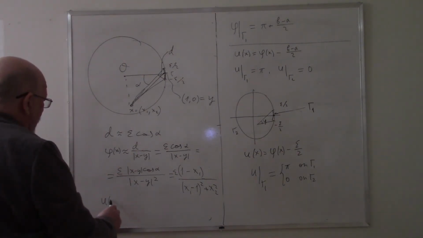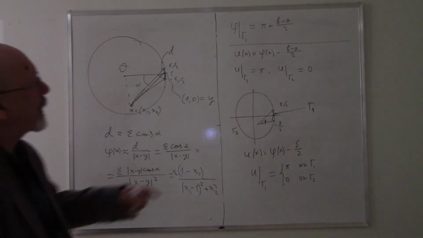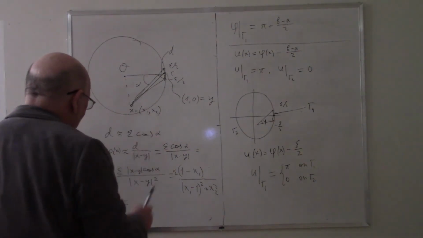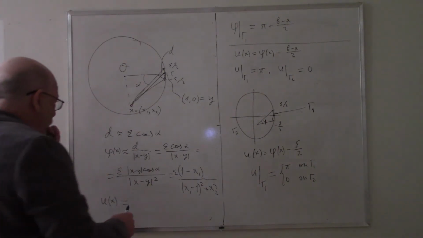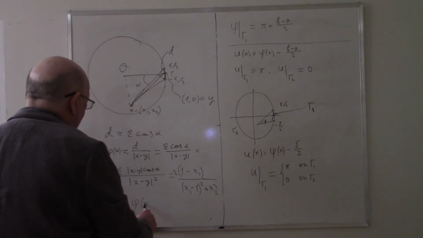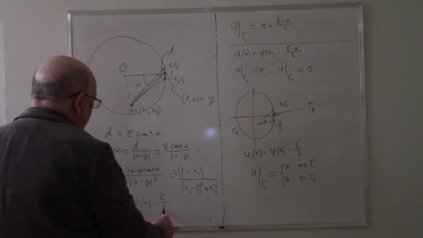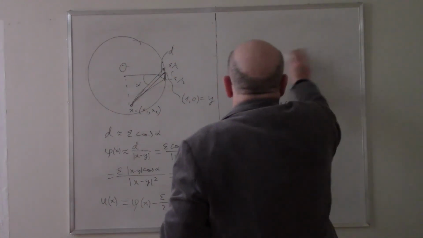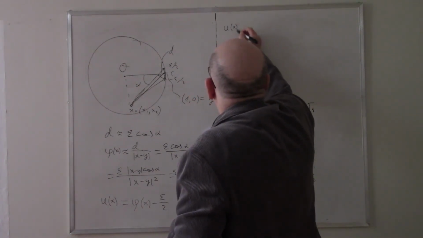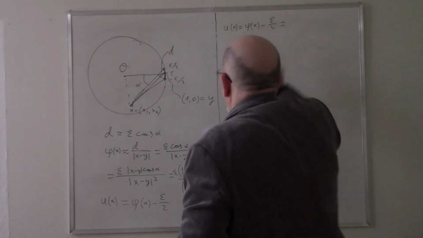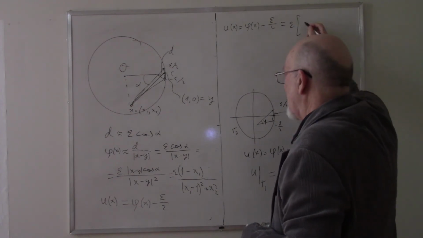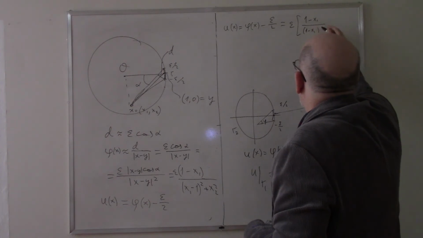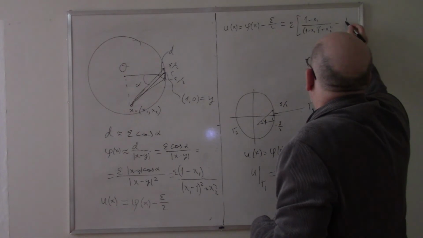Now u of x. We have to subtract here epsilon over 2. So u of x equals phi of x minus epsilon over 2, which equals epsilon 1 minus x1 divided by y minus x1 square plus x2 square minus 1/2, yeah?